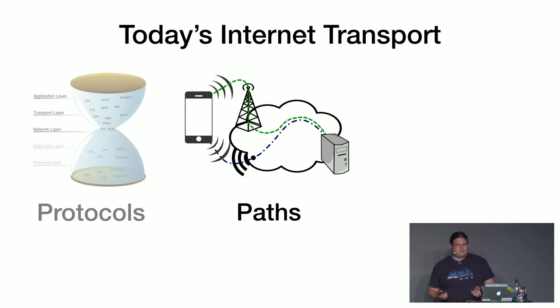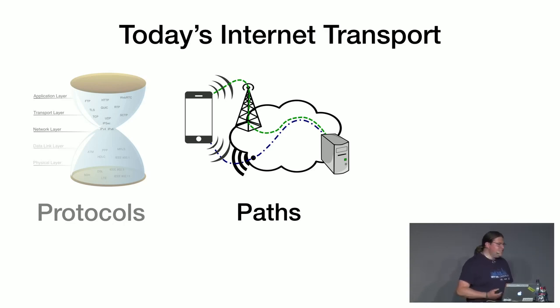As the second change, we have devices that have multiple paths today. If you had a mainframe in 1983, you were really lucky if you had a permanent connection to the internet and were not dialing it up through a 300 baud modem.